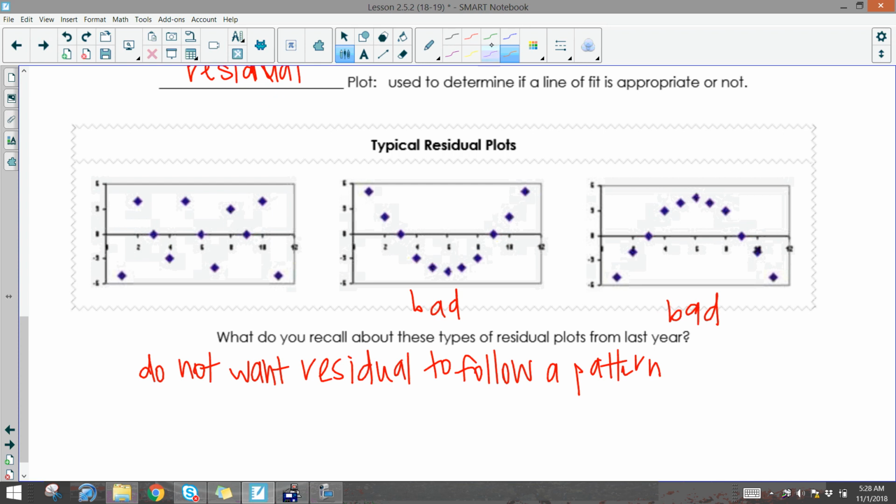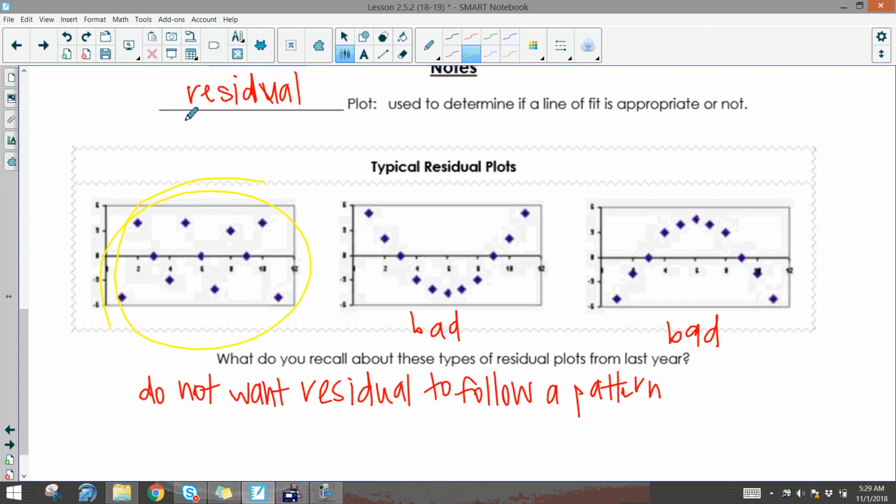This is kind of what we're going for here. This is the residual that I like. It is scattered kind of up and down. We have no specific pattern to it. You have points all over the place. So the less pattern, the better. When you check the residual, you want a picture like number 1.